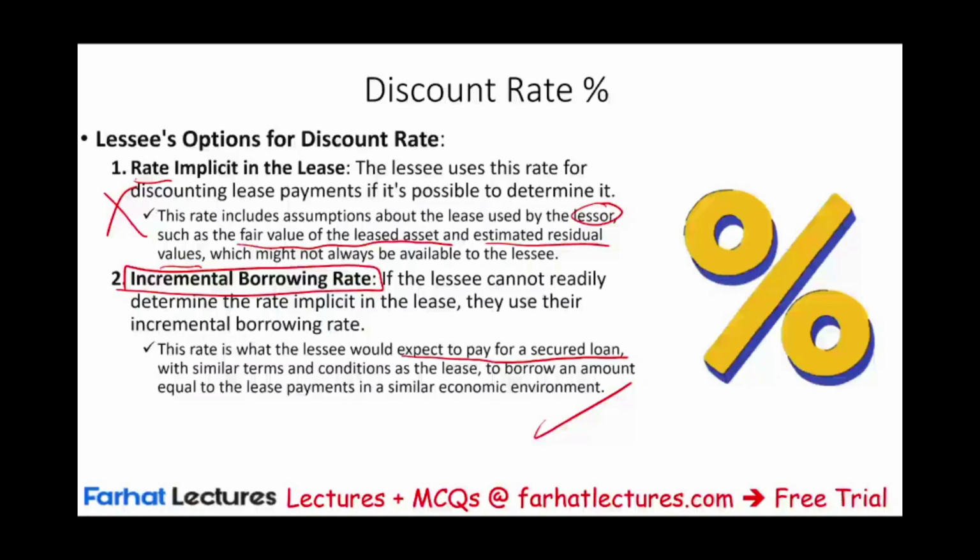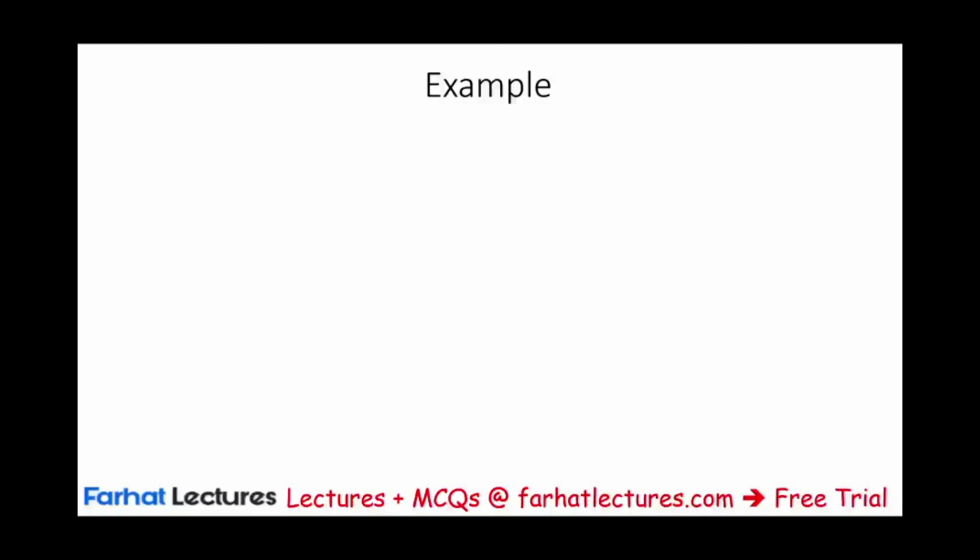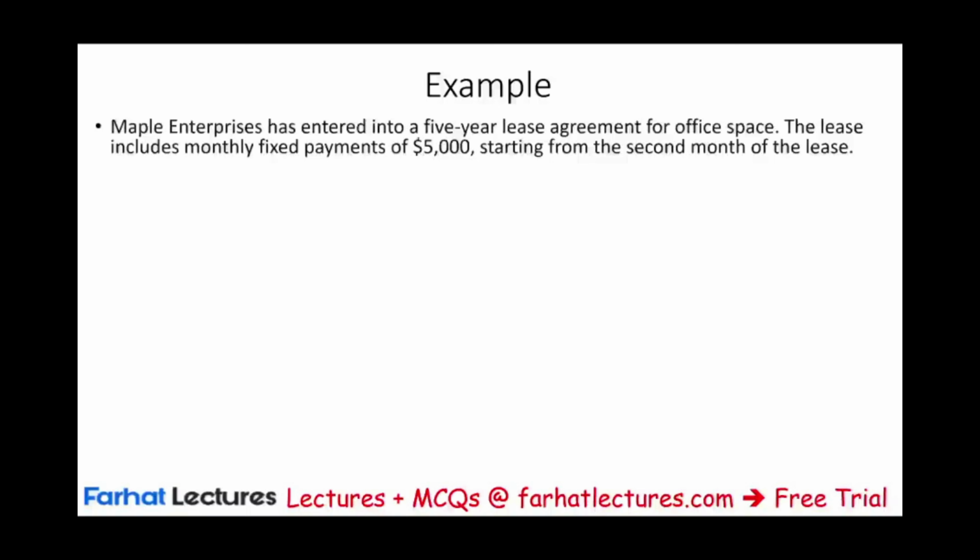Now, let's take a look at a couple examples and a multiple choice to reinforce what we just did. Maple Enterprises entered into a 5-year lease agreement for office space. The lease includes a monthly fixed payment of $5,000 starting from the second month of the lease. So what does that mean? It means the first month is skipped. It's free. Incentive for you to sign the lease.